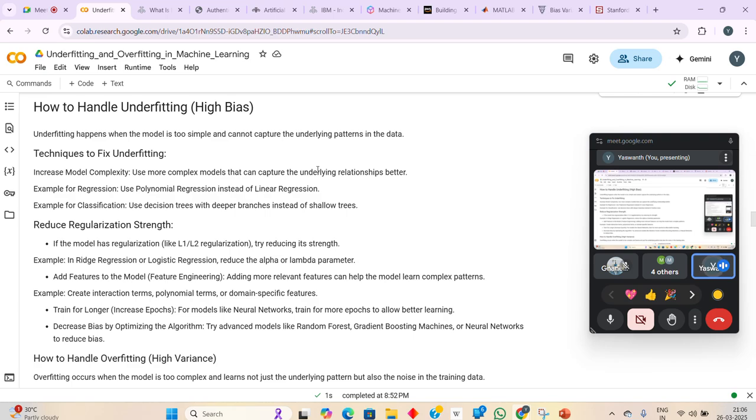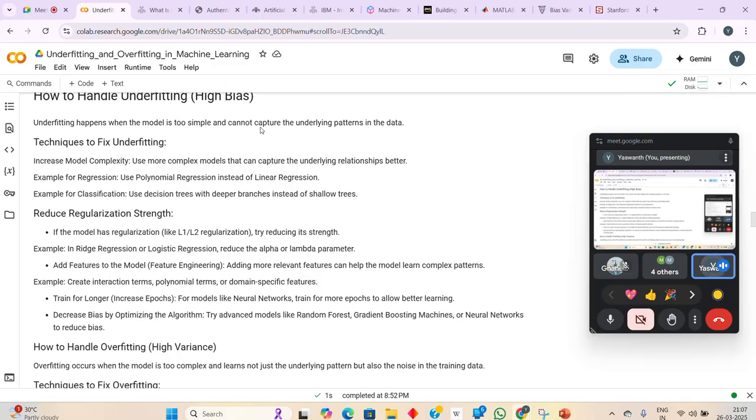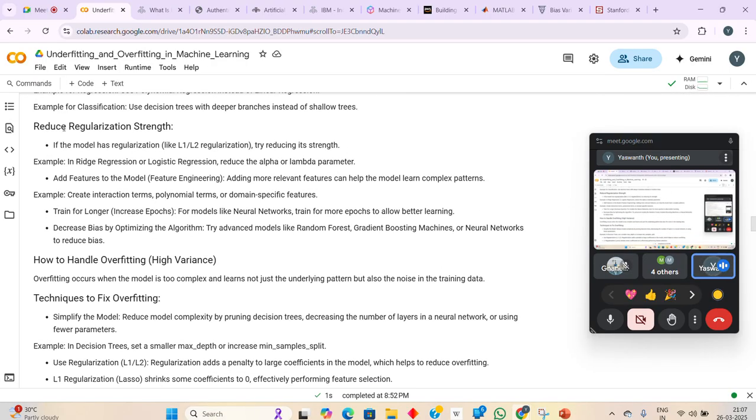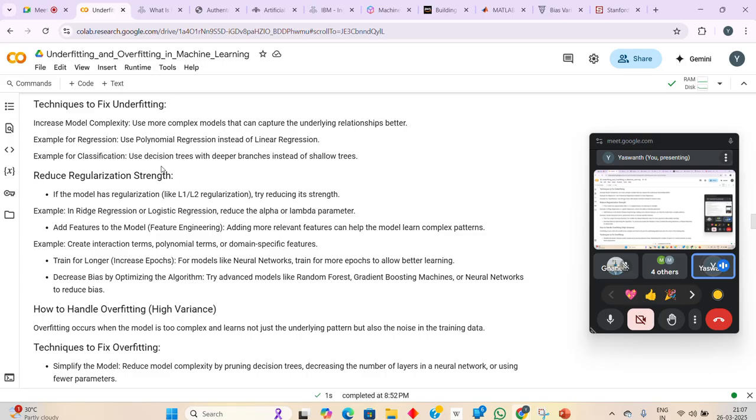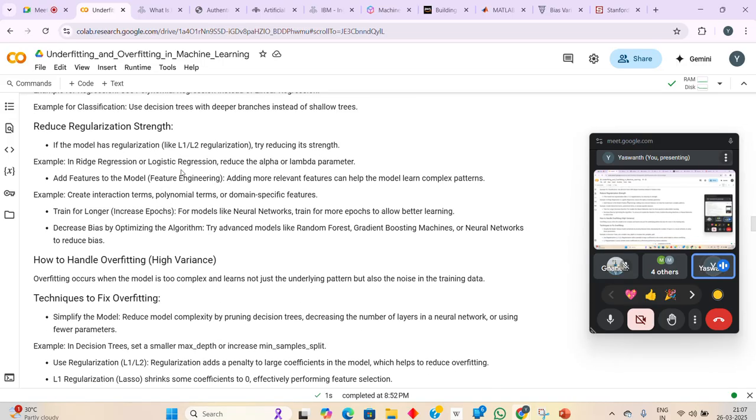Next, use the decision tree. If you identify the same type of issue in classification, then use the decision tree with deeper branches, increasing the number of branches instead of shallow trees. The second one is to reduce regularization strength. Regularization strength is simply L1 or L2 regularization; we have to try reducing its strength. I will show you what that means, no problem, but just remember these things.